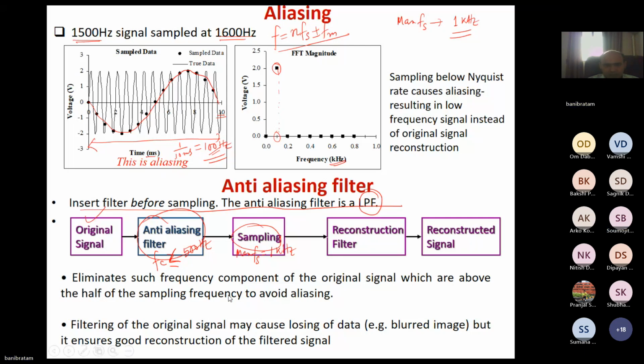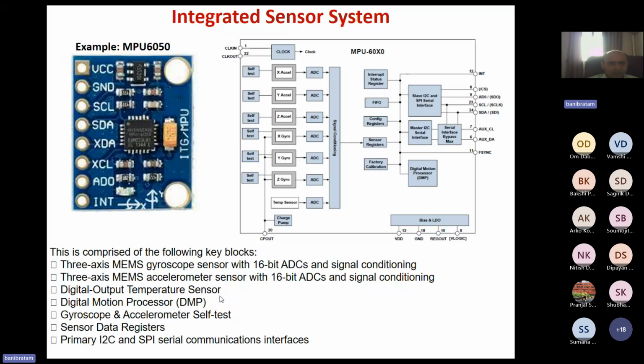Yes, sir. Okay. Now coming to the integrated sensor system. By this time we have understood the important aspects of sensor construction and working, actuator construction and working, and their basic interfacing blocks or signal conditioning circuits, including amplifier, filter, ADC, DAC. Now let us take a look at some practical system.